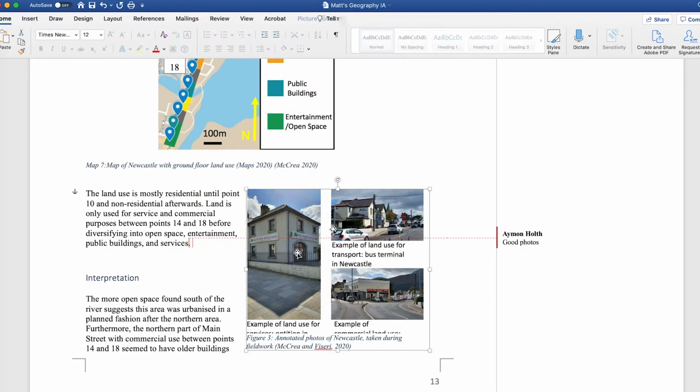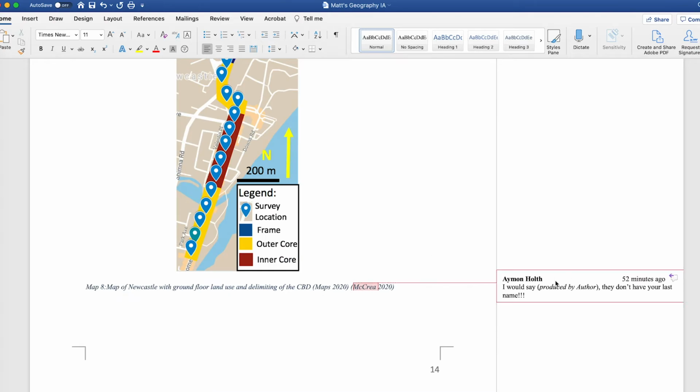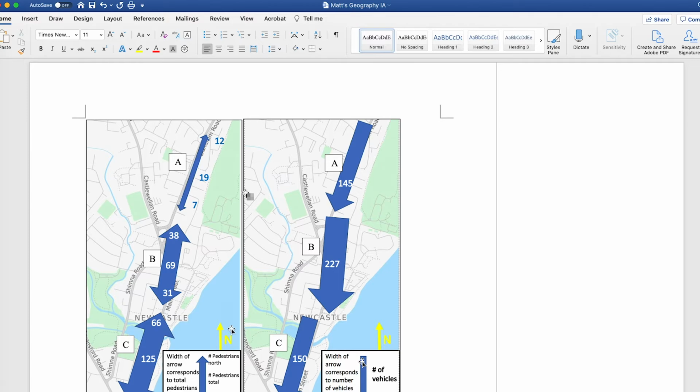Yes, again, good photos, as I mentioned earlier. Would have loved to see them earlier when you're collecting the data, but that's okay. That's nice here as well. Nothing more to add yet. Produced by author. Again, really strong diagrams and maps.